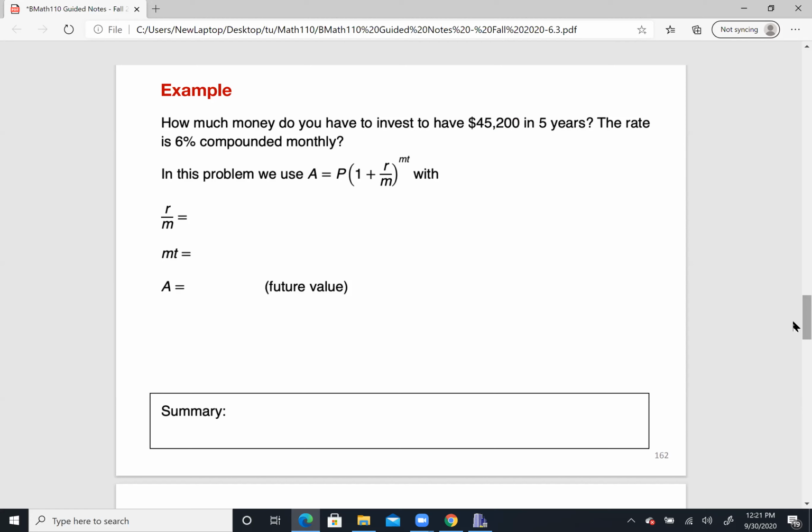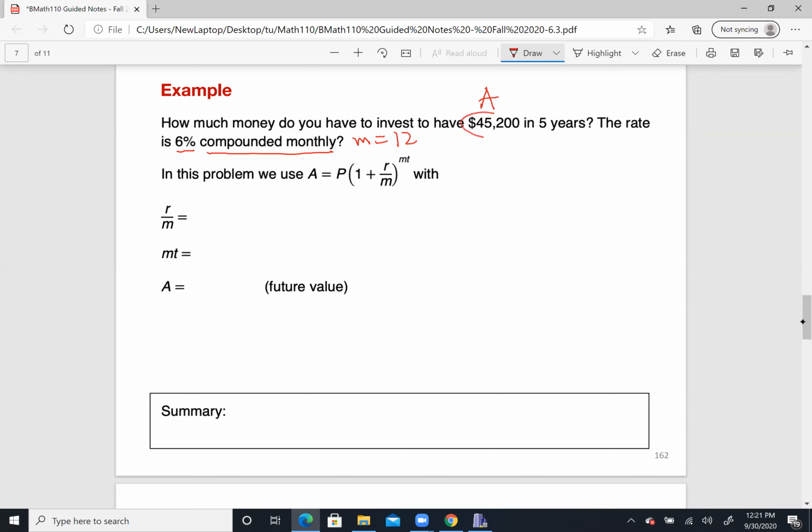Okay, an example. How much money do you have to invest to have 45,200 in 5 years, if the rate is 6% and it is compounded monthly? So here M equals 12, since it's compounded 12 times a year. The future amount is 45,200, and T is 5 years.